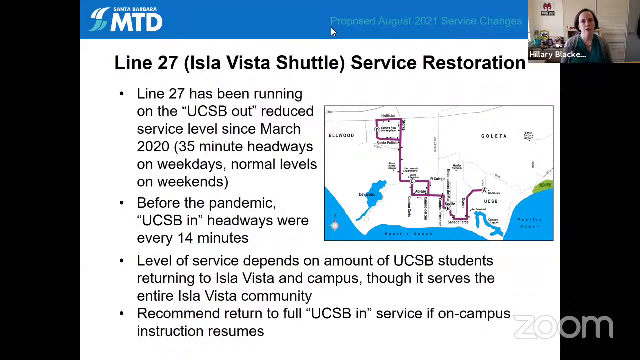Line 27, the Isla Vista shuttle. This is the one that goes to Community Rail Marketplace, serves the heart of Isla Vista, actually goes into IV, not just on El Colegio, and then to the UCSB campus.